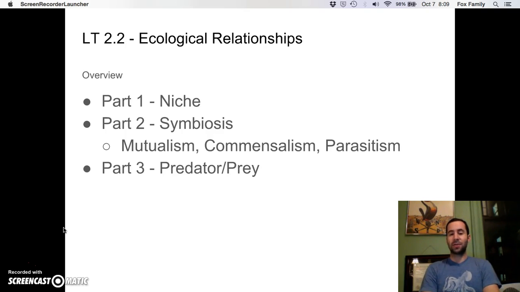Part number two has to do with something called symbiosis, understanding mutualism, commensalism, parasitism. And the third part is talking about predator-prey relationships. All three of these things have to do with ecological relationships, or the way that organisms interact with one another in an ecosystem.